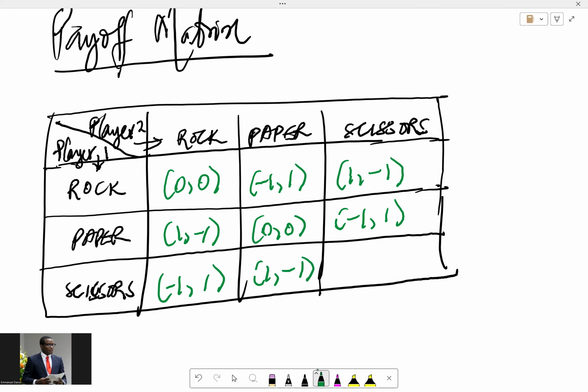This is a zero-sum game. That's why if you add the 2 points, you will end up getting zero. Then if they go scissors, scissors, you have 0-0. So that would be the payoff for a rock, paper, scissors game.